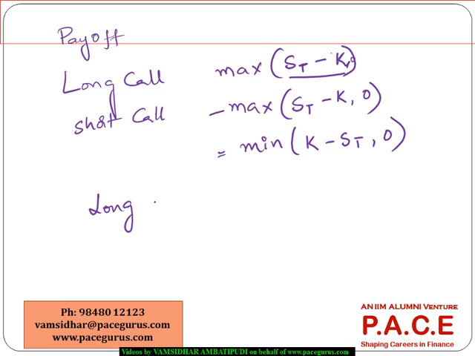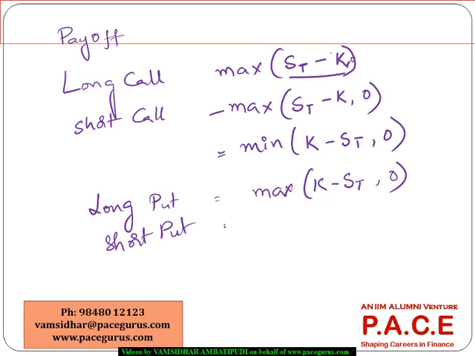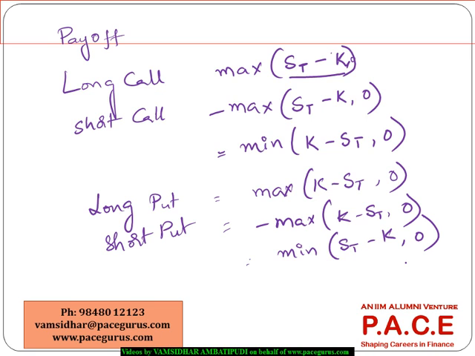Similarly, for a long put, I'll take it as maximum of the strike price minus the stock price, comma 0, and in case of a short put, I take it as minus maximum of strike price minus the stock price, comma 0, which translates into minimum of stock price minus the strike price, comma 0. This is the payoff associated with the short put position, right? So this is the kind of understanding we need to have with respect to the option types, the option positions, and the payoffs associated with the different forms of these positions.